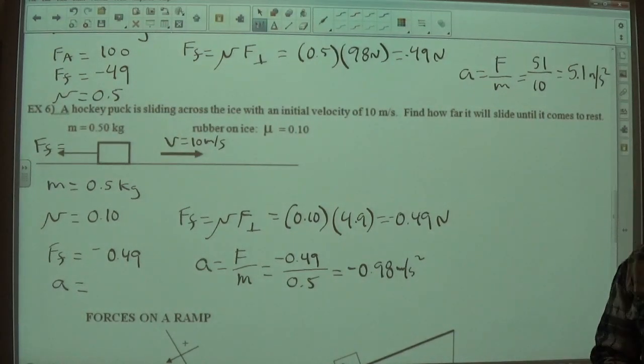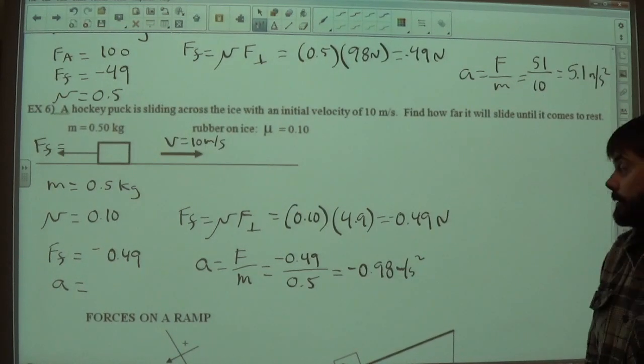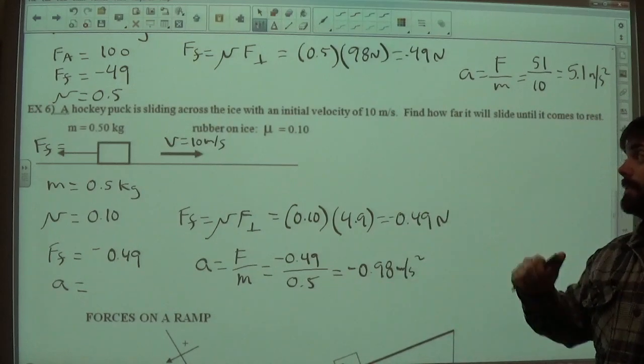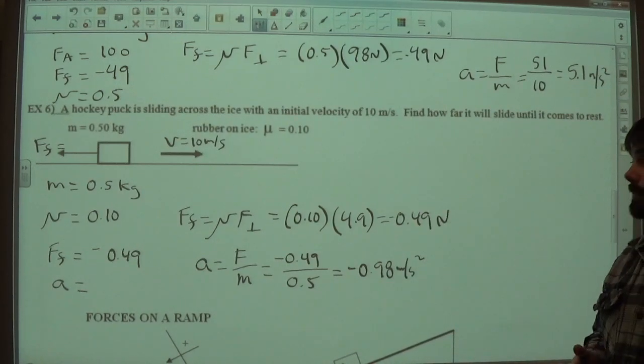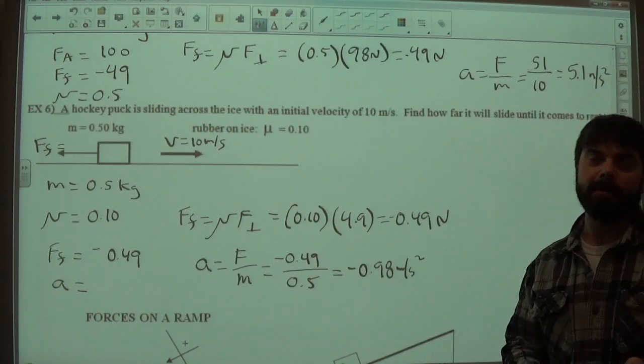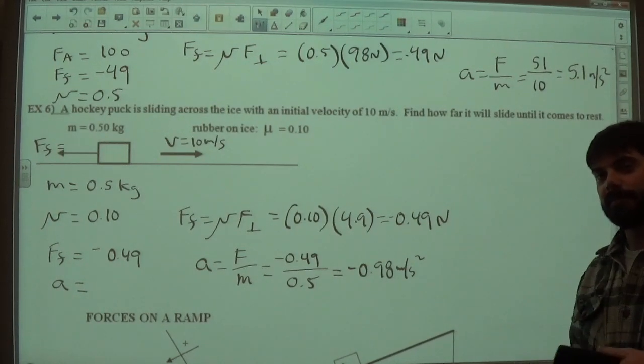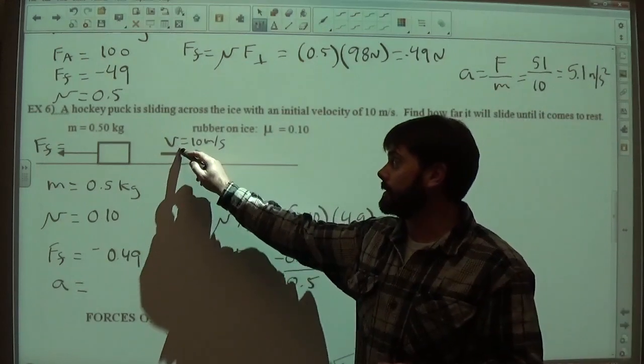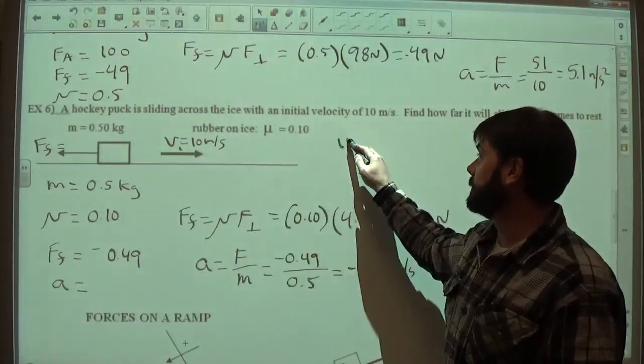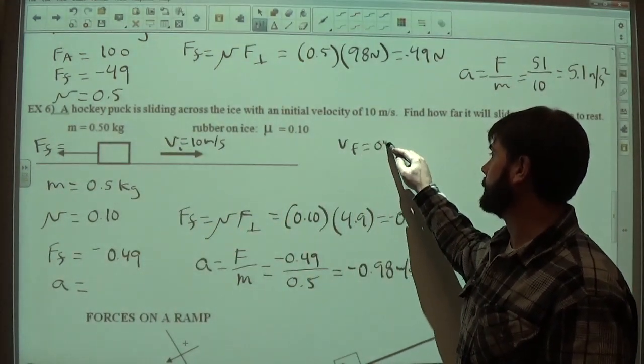Now, they want us to figure out the distance that the object travels. We have a few options for this, and the choice is up to you. I'll show you one way, a way that I think is probably the easier of the two, and that would be to figure out the total time it's going to take for this to come to a stop. Because we know the original velocity, which is obviously 10, and at some point the final velocity is going to be 0.